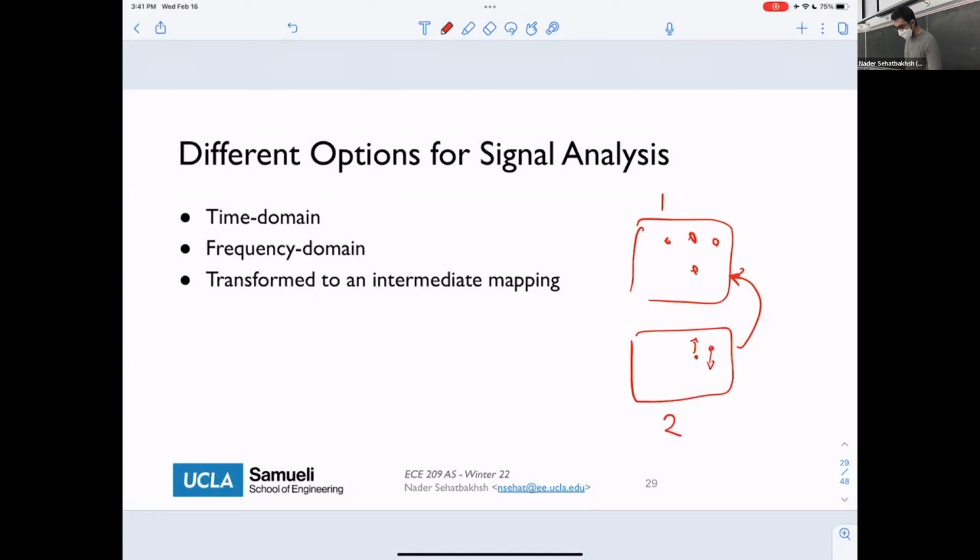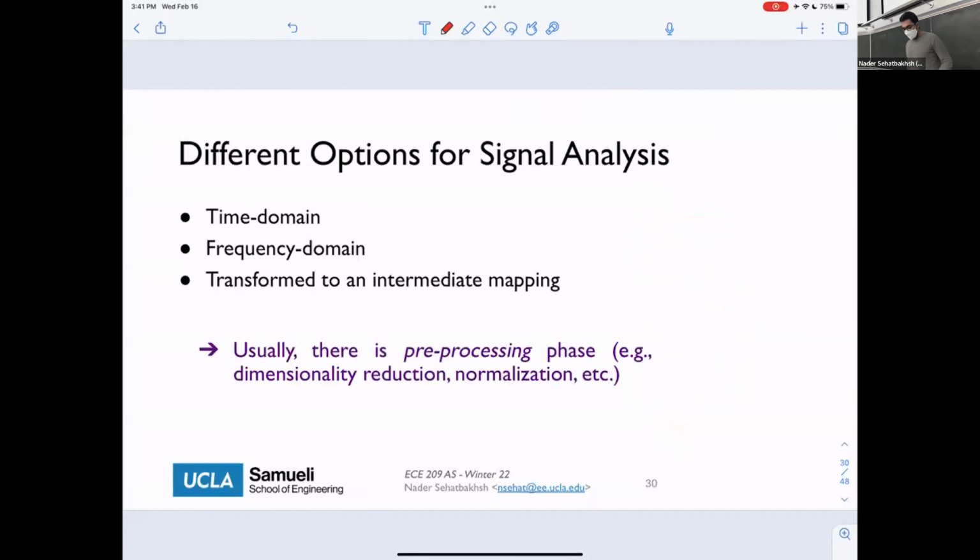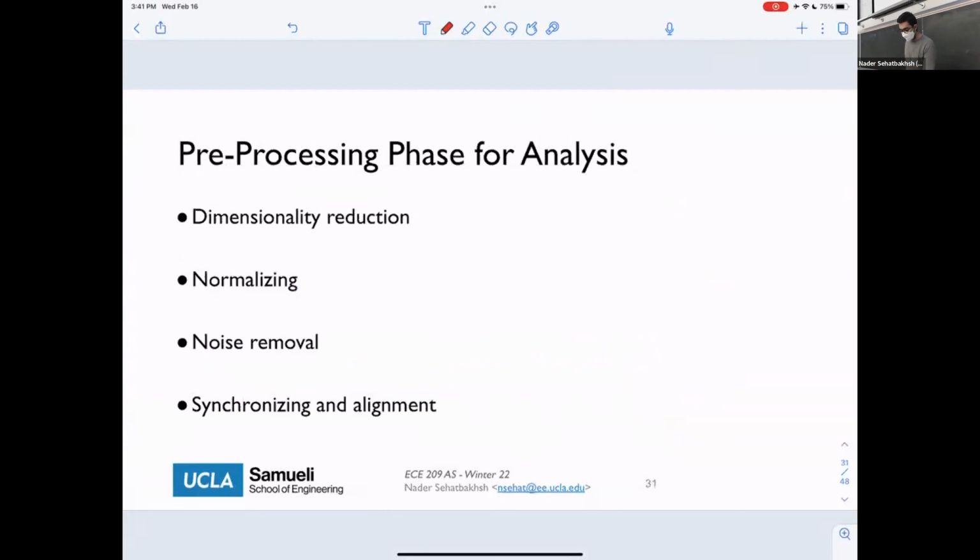Sure. But as I said, the idea is any sort of sophisticated metric can be used here, right? And in addition to using the signal in time domain or frequency domain or intermediate mapping, usually there is some sort of pre-processing phase also going on. This would be, for example, dimensionality reduction, normalizing, noise removal, synchronizing, alignments, and all those things.